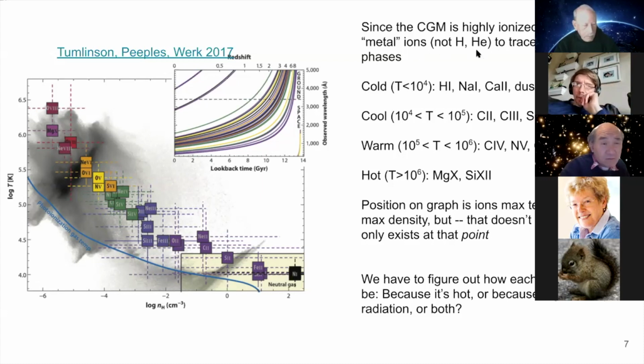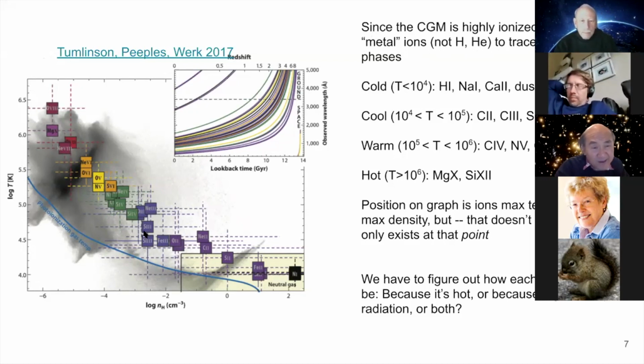And so, since the CGM is so highly ionized, you'll get different kinds of ions depending on how hot your temperature is. Here's a graph of the different ions that we use to study the CGM at different phases. The y-axis is the temperature, the x-axis is the density. And each one of these boxes is the peak density and the peak temperature at which you see that ion.